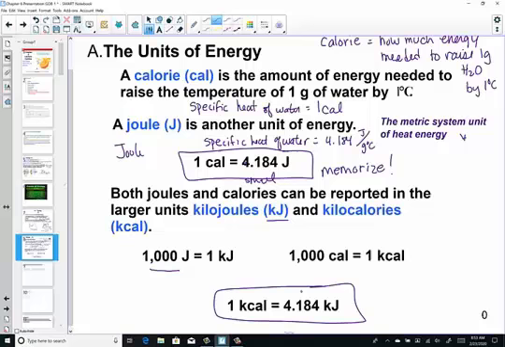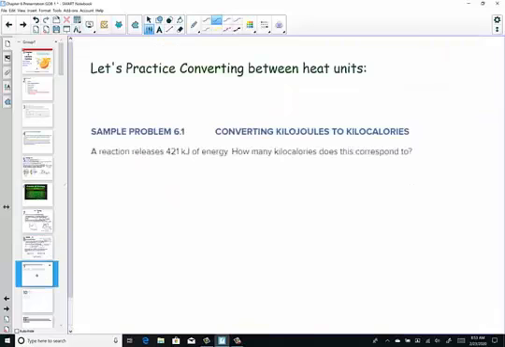So let's kind of bring that out to practice. Let's practice converting between heat units. You'll need a calculator for this part of your lesson. Perhaps pause your video if you've not yet grabbed your calculator, or perhaps you're used to having a calculator every time we start with chemistry. But this is the bottom of page 1 where it says, let's practice converting between heat units. And I pulled this right out of your text.